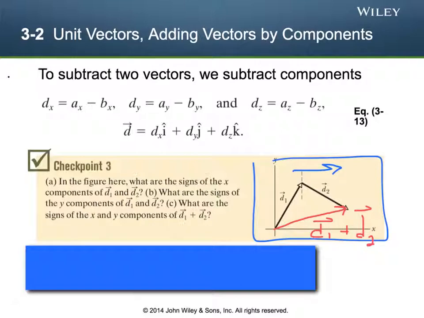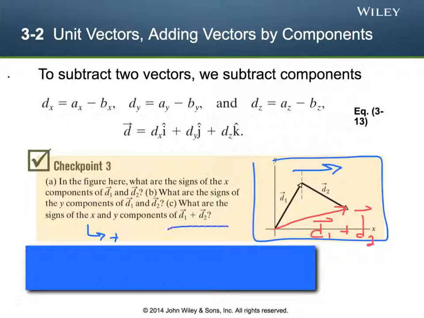Well, if 2 vectors are both moving to the right, you add them together, the resulting vector is also going to be moving to the right. So this is going to be positive. And for the y components, D1 is moving up, but D2 is moving down. And so D1 has a positive y component, and D2 has a negative y component.